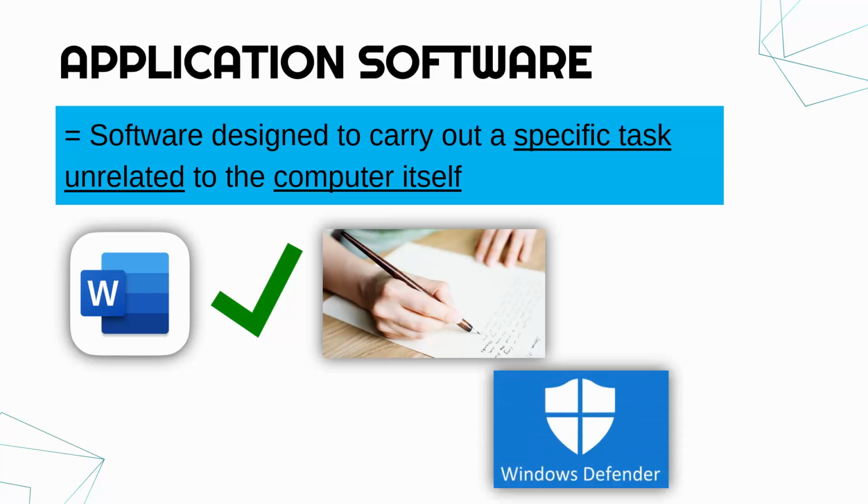Whereas something like antivirus software, in this case, Windows Defender, which finds and removes malware on your computer, is not application software because a computer virus doesn't exist in real life. We have viruses. We might get sick with a virus, but it's not the same as a computer virus. So Windows Defender was created to solve a problem, I suppose, created by the computer. And so it's not something we could do without, it's not something we need without a computer, therefore it's not application software. This would be called system software instead.